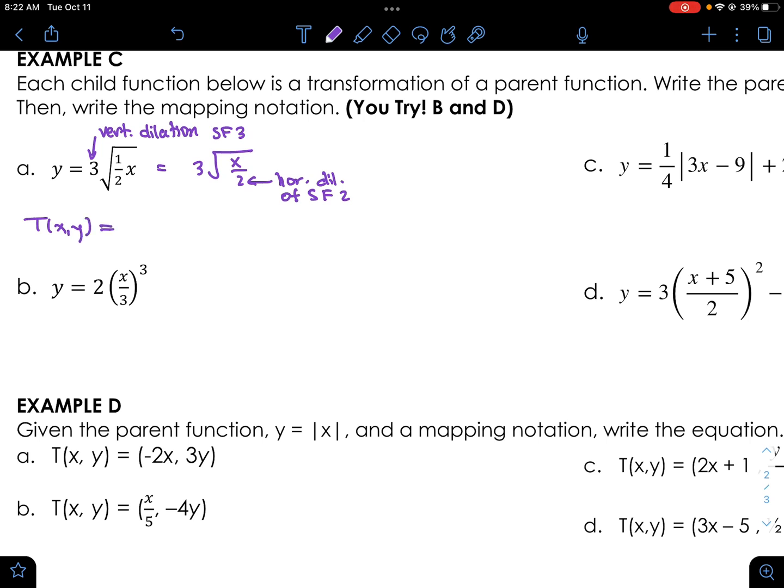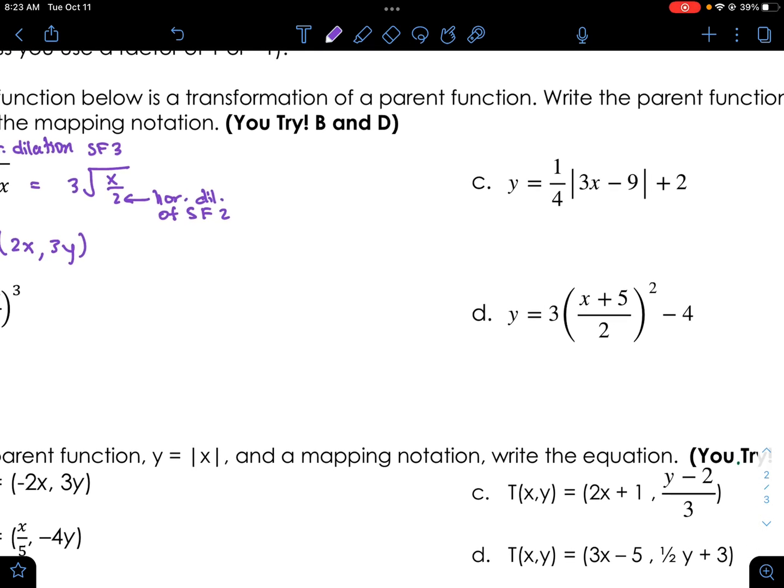And because this is written as a single lie, that tells me that my mapping notation is going to take my x, y values to, the x always lies, so it says x divided by 2, so I'm going to have 2 times x. But then the vertical dilation is written as a single lie, so that's going to be 3 times y since we're multiplying by 3.